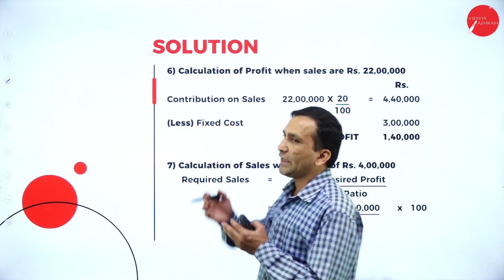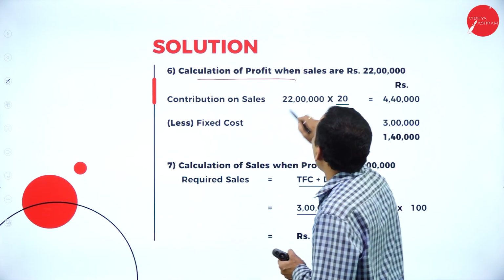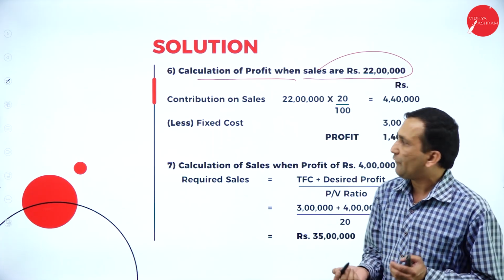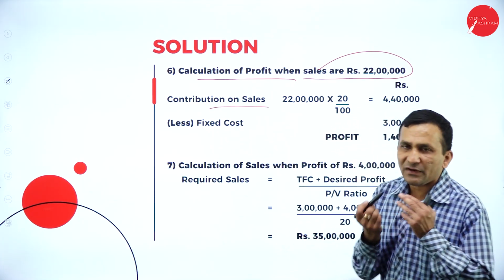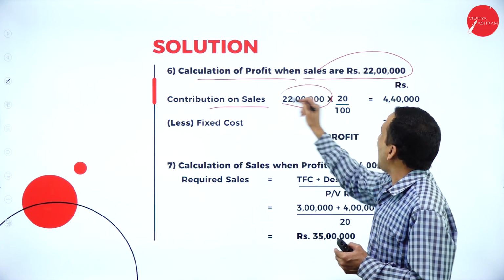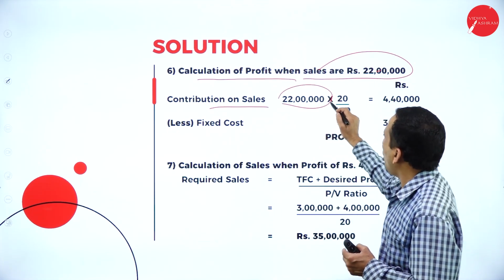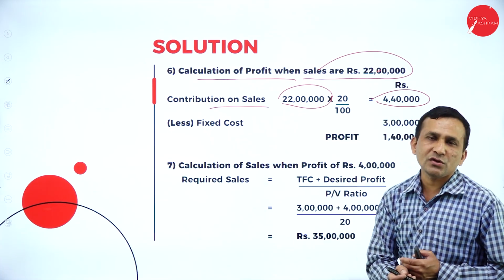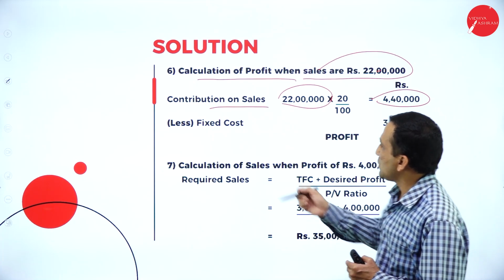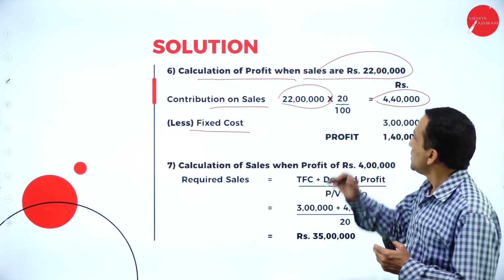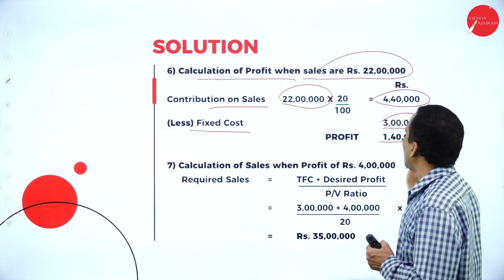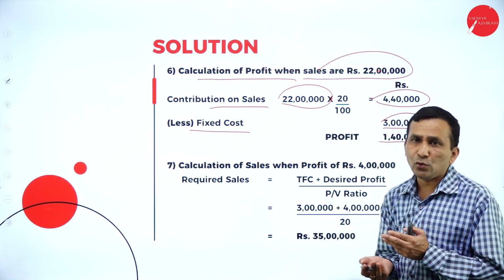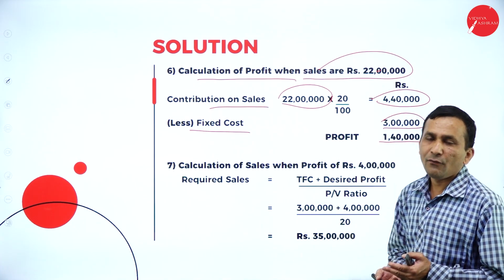Okay, moving forward: calculation of profit when sales are given as 22 lakhs. Now we need to find out the profit. So the contribution on sales we need to find out first. 22 lakhs are given in the question. Now we apply the PV ratio of 20%, so 4,40,000 we are getting. After that, we need to subtract the fixed cost of 3 lakhs. If you subtract, you are expecting a profit. At the sales value of 22 lakhs, the profit you can expect is 1,40,000.